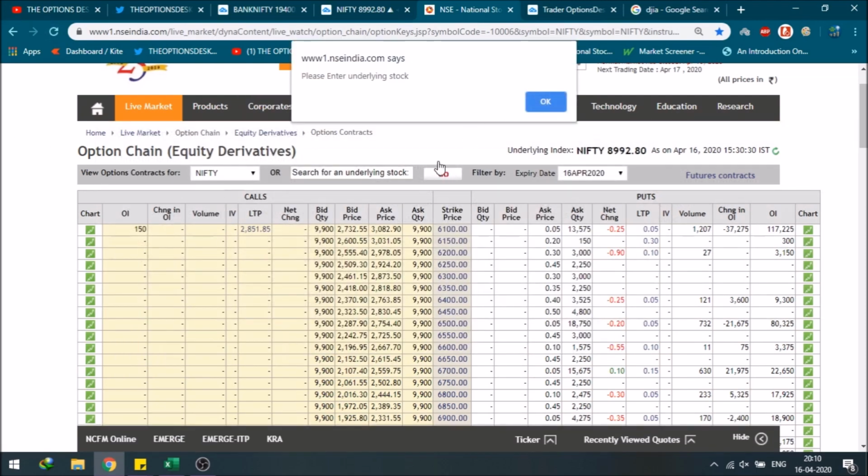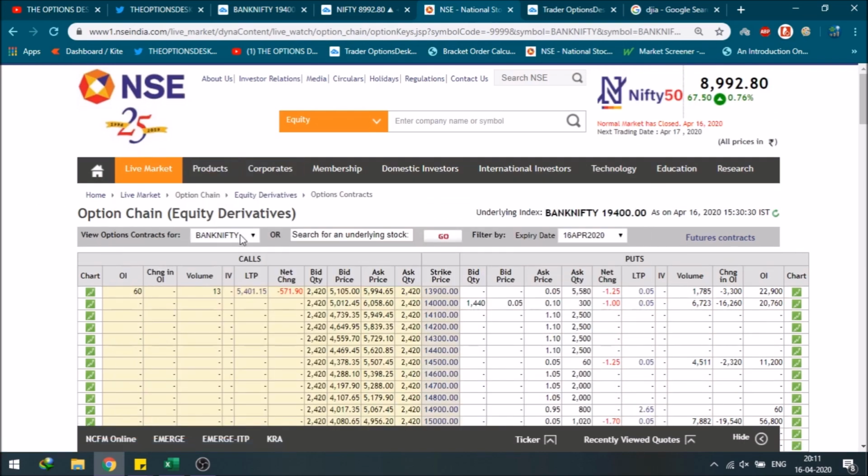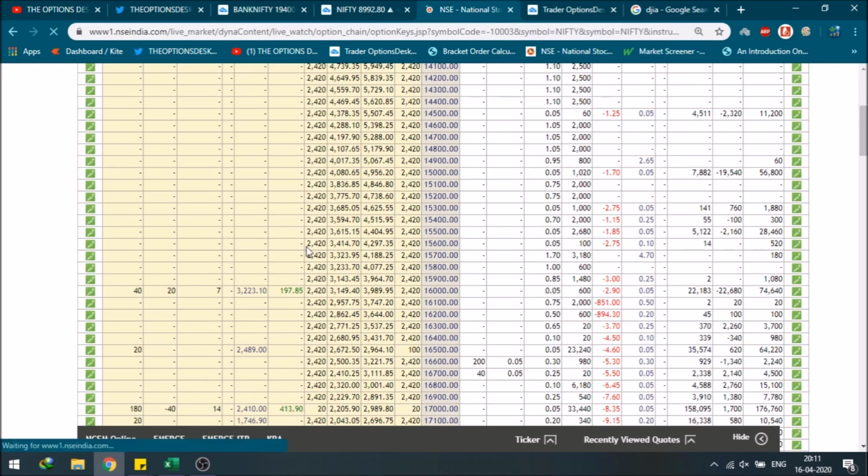Okay, we don't do analysis of Bank Nifty option chain because it is too hectic and sometimes the volume can be huge. So now let's directly go into the Nifty 50 option chain analysis.